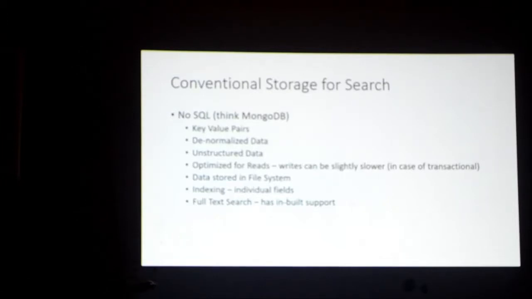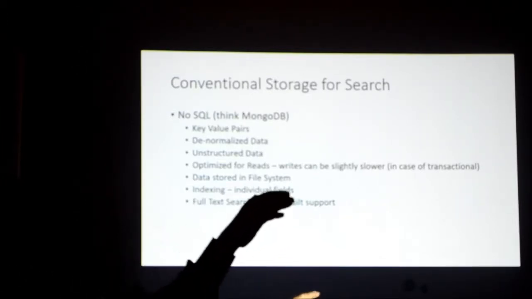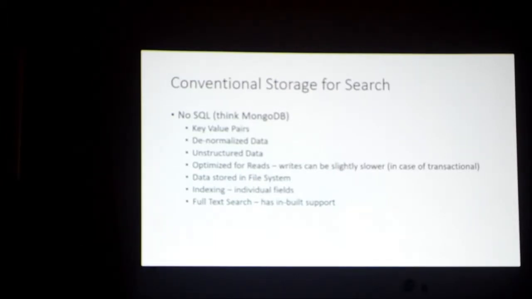Data storage is also the file system. Indexing is on individual fields, and there's built-in full text search support. So NoSQL definitely comes a step closer to being used as a search backend. A lot of people today are using NoSQL as a search backend. But it still falters in some places, specifically the last three points, and we'll talk about those in terms of Solr. Many use NoSQL for search because it's their source of data, because it offers data consistency and isolation. So it serves as the best of both worlds: you have some of the RDBMS features, and you also have the unstructured, denormalized data which helps in searching. That's why you see a lot of popularity with Mongo, Cassandra, Couchbase, all these NoSQL technologies.